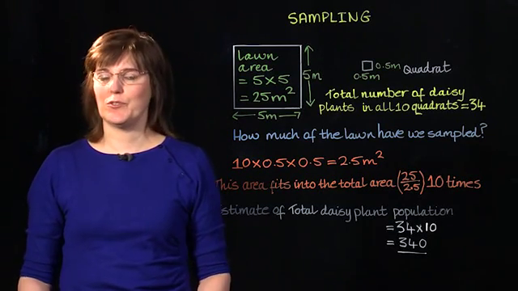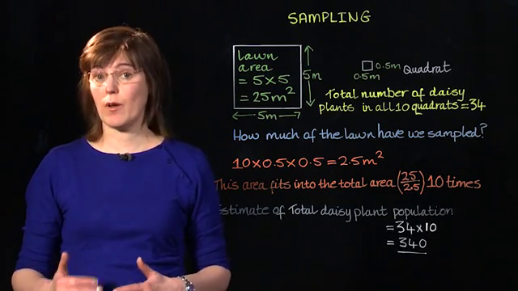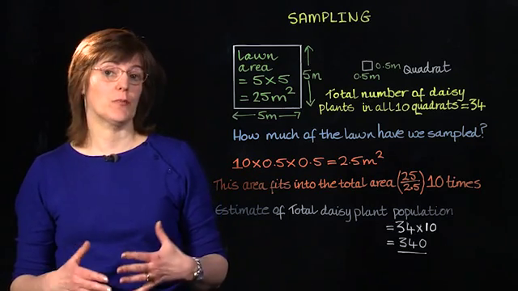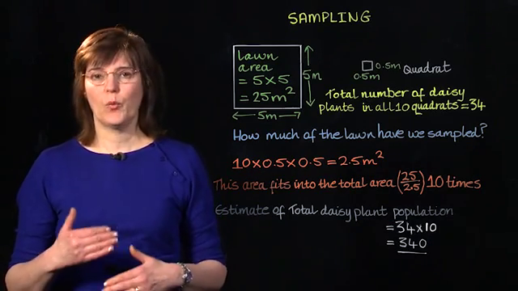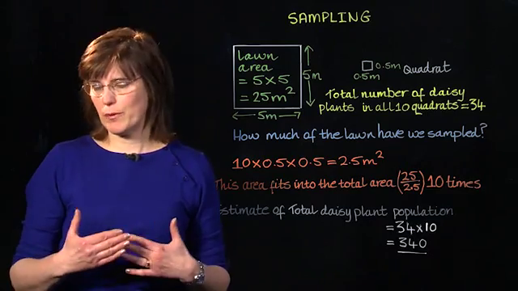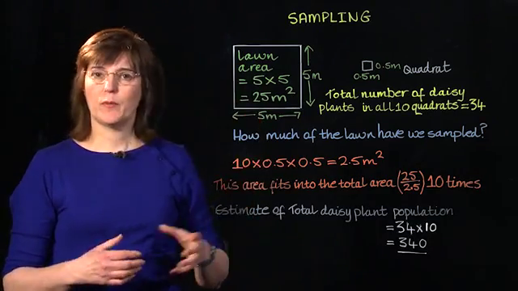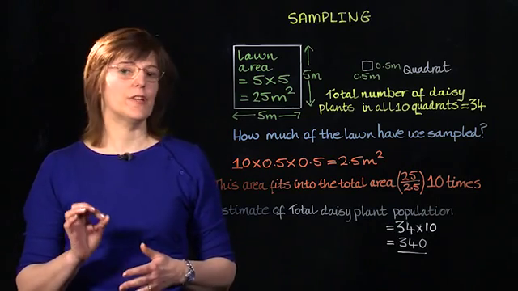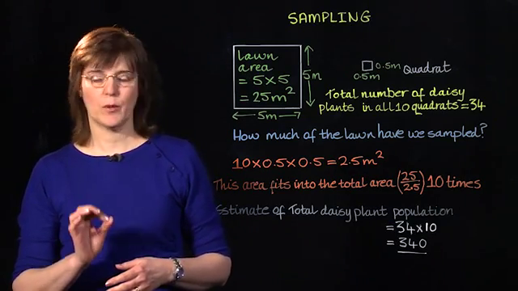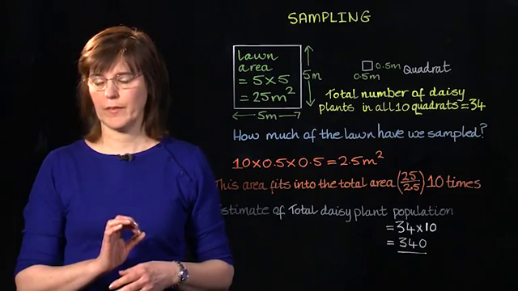Sampling is when we choose to count or measure a small sample of something to get an estimate of the whole. We'd like to know the total population of daisy plants growing on a lawn, but it would take us too long to count every individual daisy plant, so we're going to use sampling.